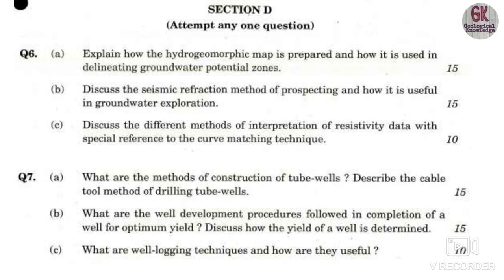7B is what are the well development procedures followed in the completion of a well for optimum yield, and you have to discuss also how the yield of a well is determined, so that you have to write down.